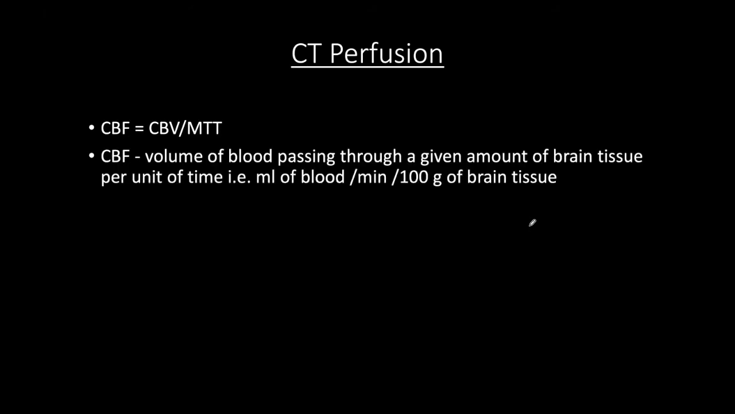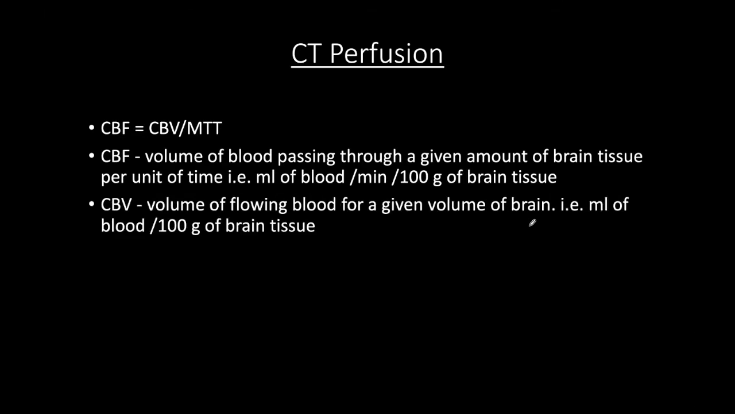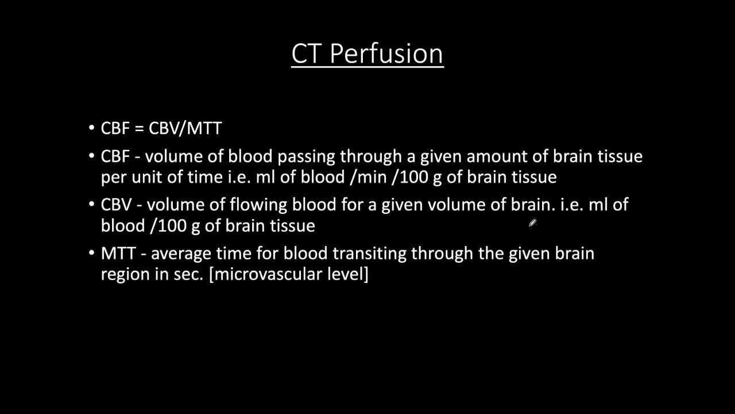So CT perfusion is predominantly what we're going to discuss, because in the prior talks we have touched most of the others. So in CT perfusion, the most important thing is that cerebral blood flow is equal to cerebral blood volume divided by mean transit time. So what is cerebral blood flow? It is the volume of blood passing through a given amount of brain tissue per unit of time. So it's going to be ml per minute per 100 grams of tissue. The cerebral blood volume is the volume of blood per a given volume of brain. So just ml per 100 grams of brain tissue.